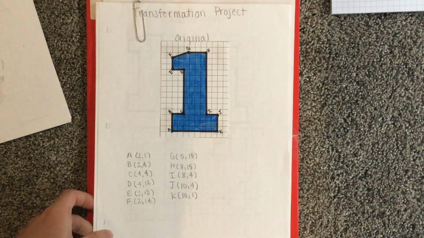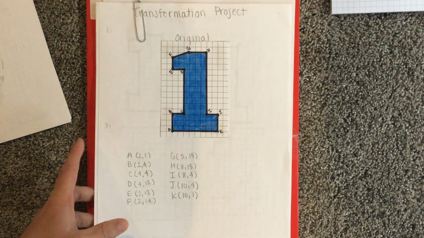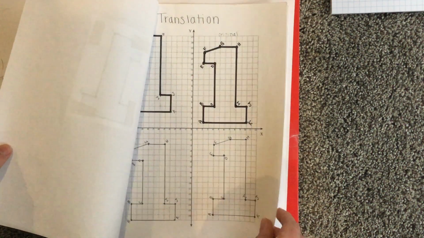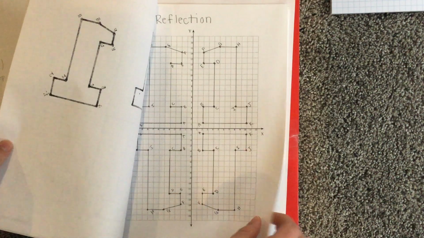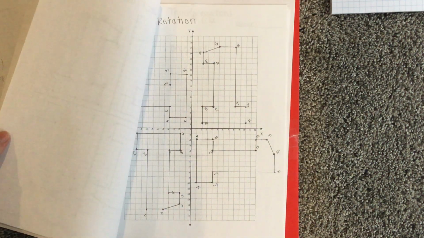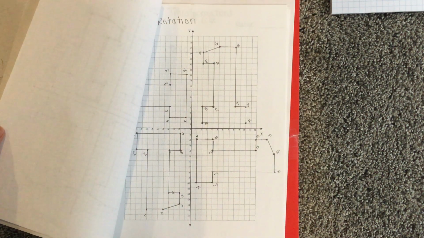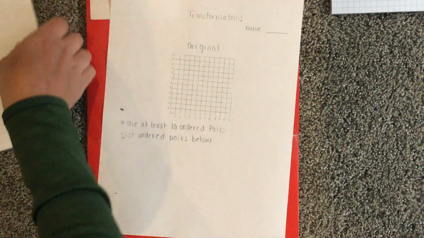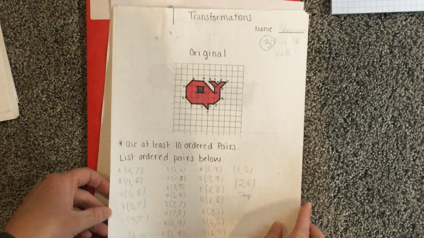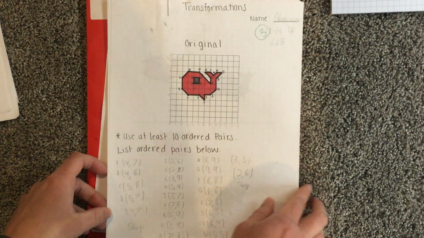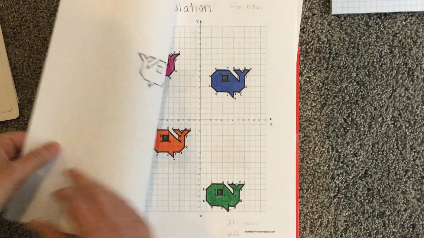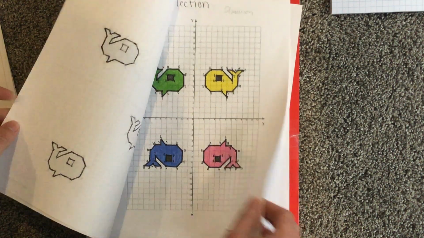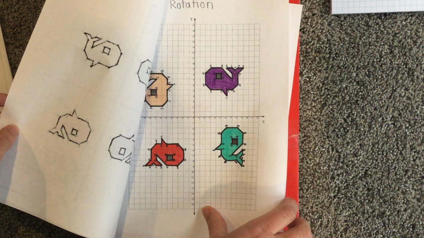It will be the first step. You're going to come up with a picture and put it in a coordinate plane. Then you're going to translate it, reflect it, and rotate it. This one's not completed because it does not have any color. Here's another example. This is original. They took this figure, they translated it, they reflected it, and they rotated it.